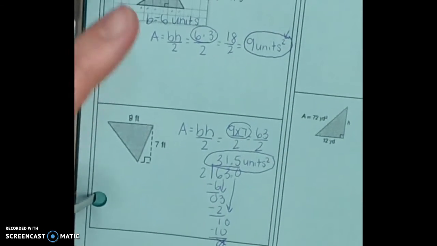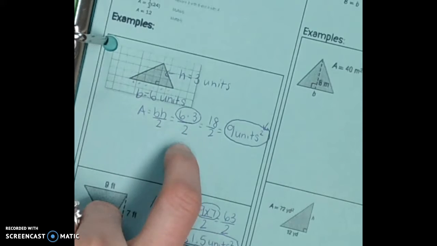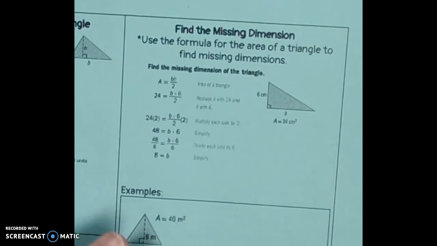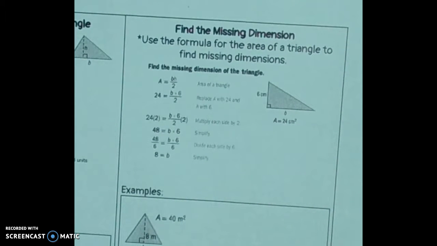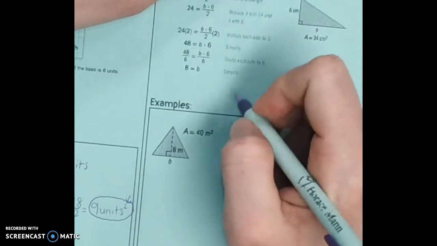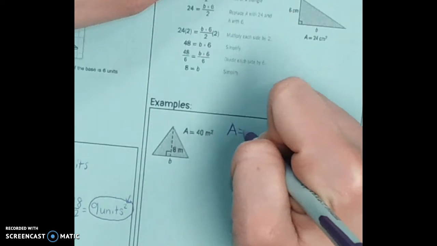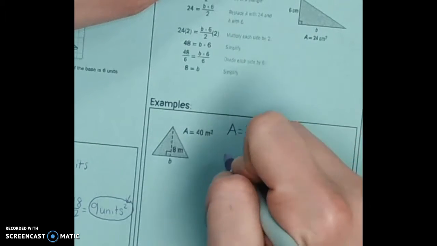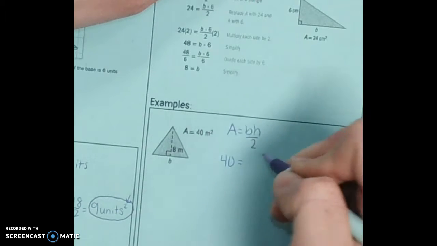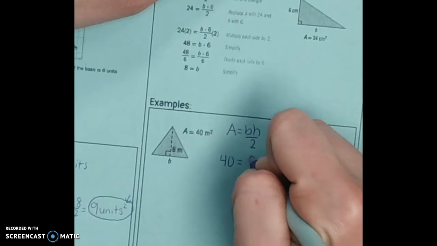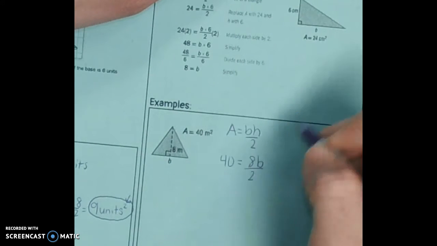Okay, so we know how to find it when it gives us both the base and the height, but over on this side, it's going to be finding the missing dimension. So they're going to give us the area, and then only one side, and we have to find the other one. So let's take a look down here. We're going to always start by writing area equals base times height divided by 2 first. In this case, I know the area is 40, so we're going to have 40 equals, if you see here, the height is 8, and we don't know what b is. So we have 8b divided by 2.